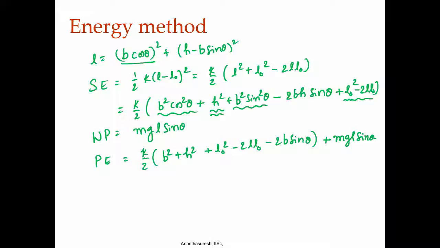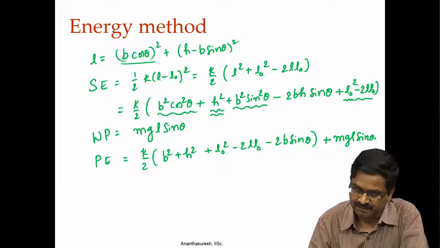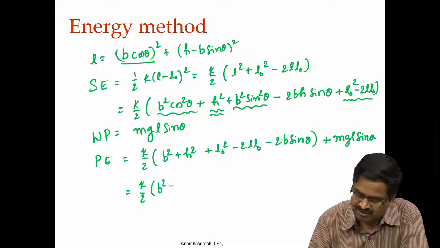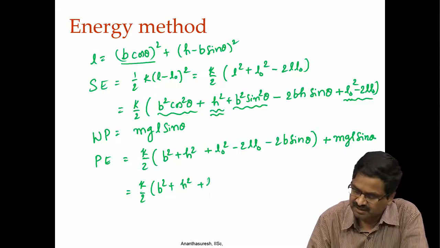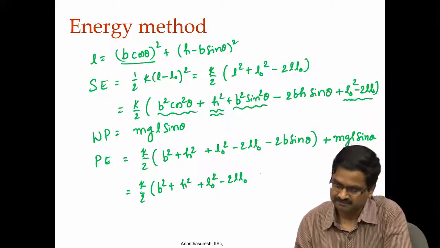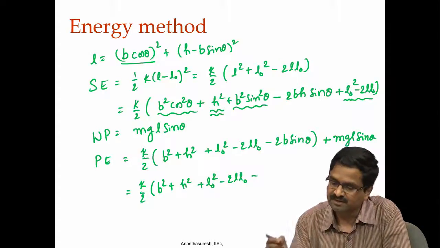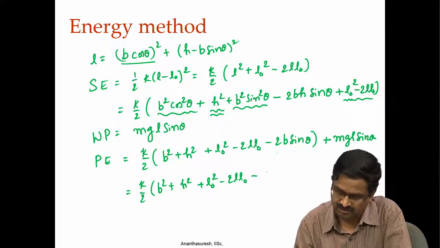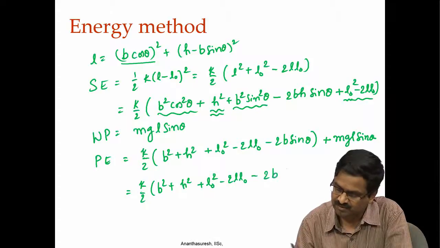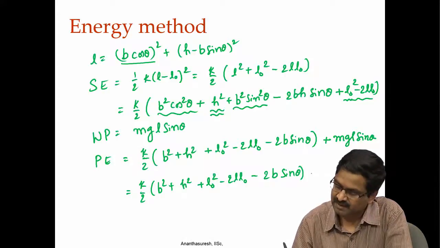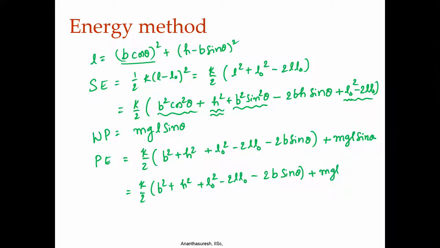Now, what are we saying? Potential energy has to be constant for all values of theta. So, one way to do this is, I will write k by 2, B square is constant, H square is constant, L0 square is constant, L0 is constant, then I get this 2b what we had. Okay. So, when I have 2b sin theta, okay, and then I have mgl sin theta.